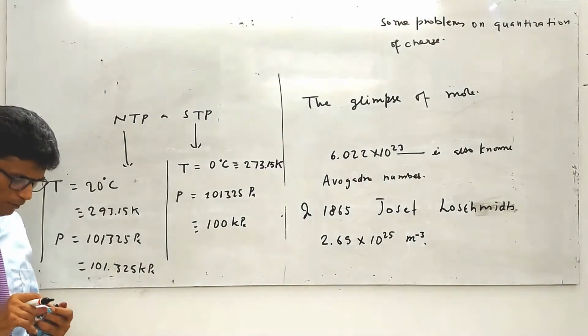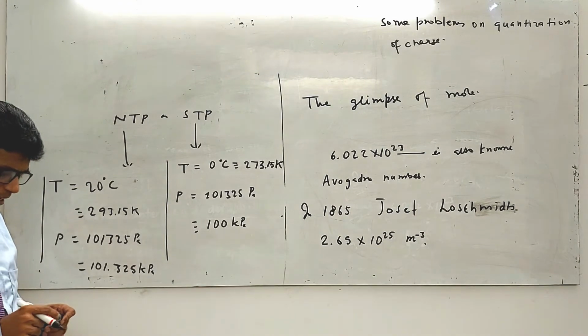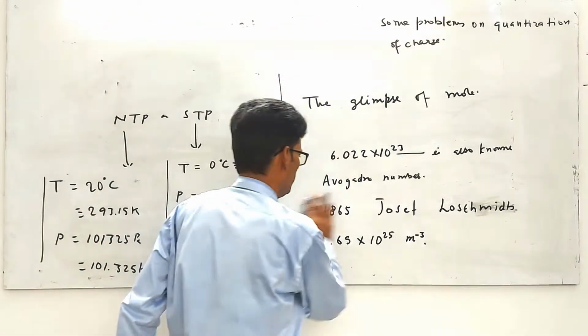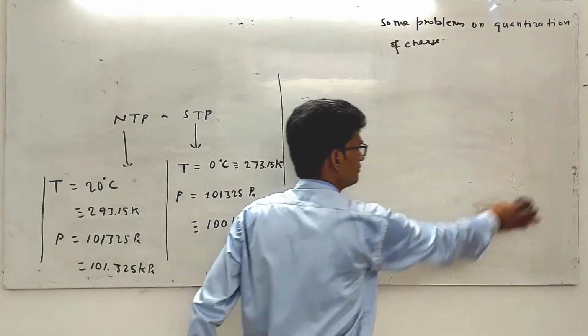So this is the difference between NTP and STP. Generally in solving problems we take the same things, but it's not so. So be careful about that, STP or NTP. Okay. So now, who coined the Avogadro number?